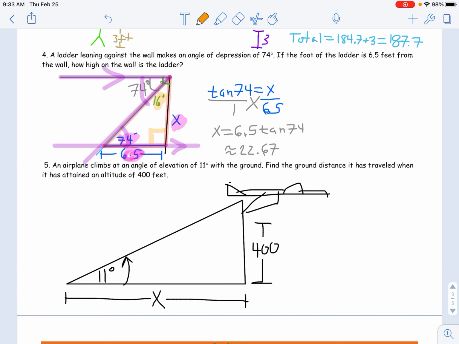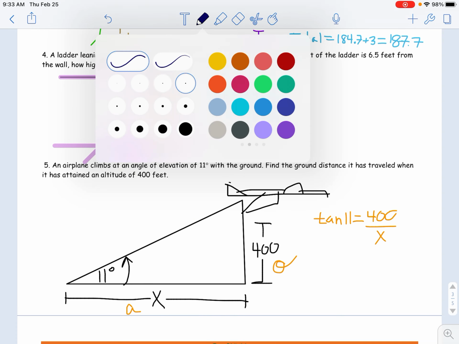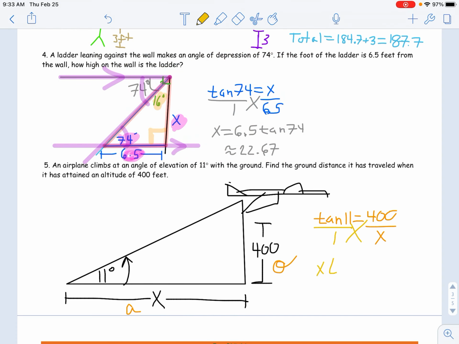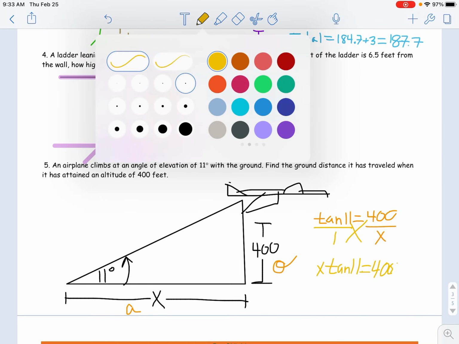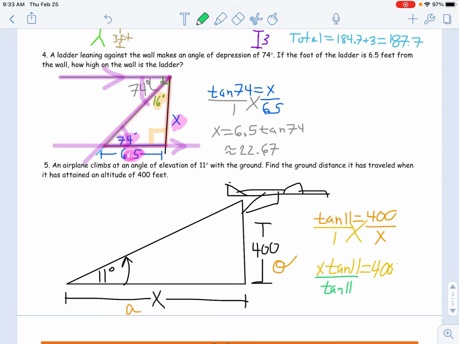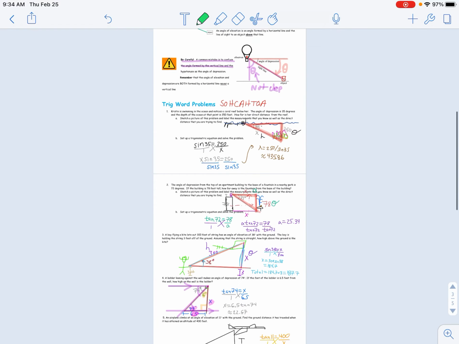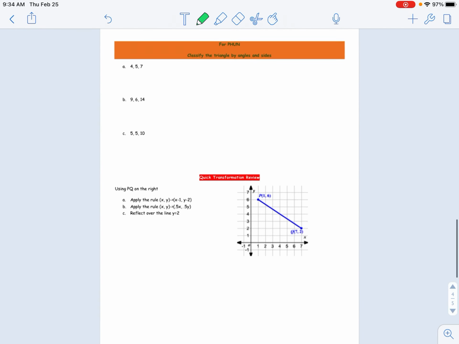All right, so this one right here, adjacent, opposite, another tangent one. Tangent of angle 11 is opposite 400 over adjacent x. Cross multiply, x tan 11 equals 400. x equals 400 divided by tangent 11 equals 2057.8. So again, just a lot of trig word problems, angle of elevation, angle of depression, a lot of good stuff, and we're going to follow it up with some quick stuff.